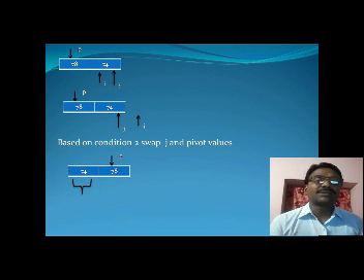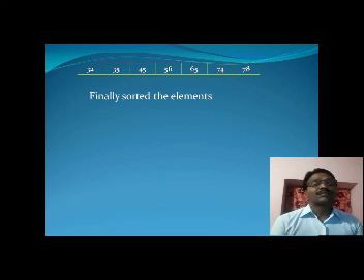After the completion of applying all the conditions, the array is sorted. The finally sorted elements are stored in the array, that is 32, 35, 45, 56, 65, 74 and 78. This is the method to apply quicksort.